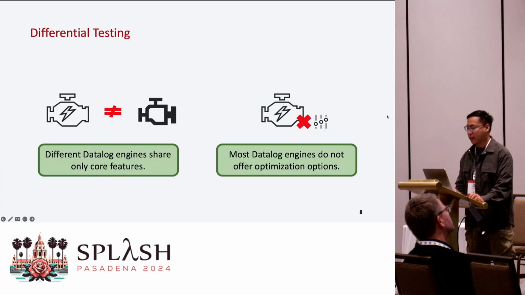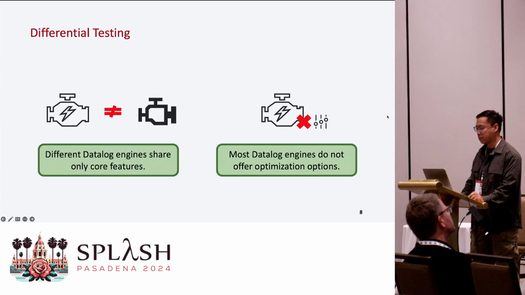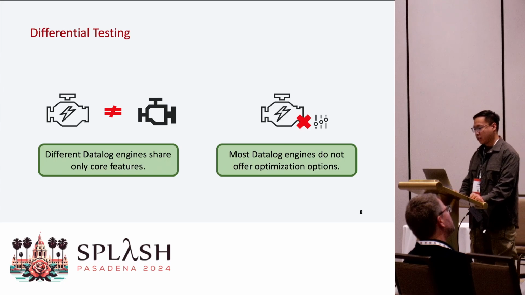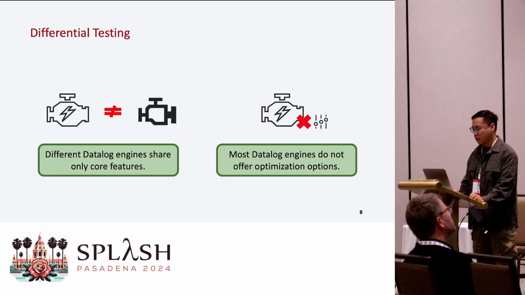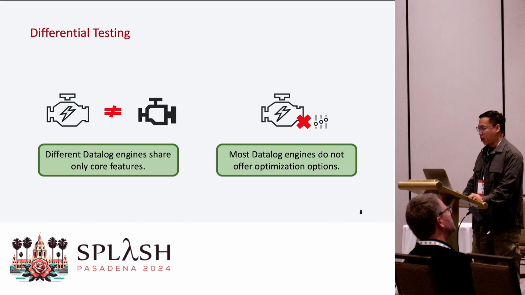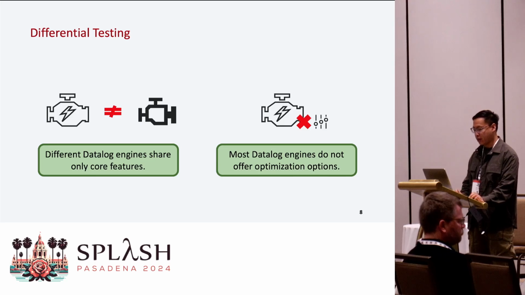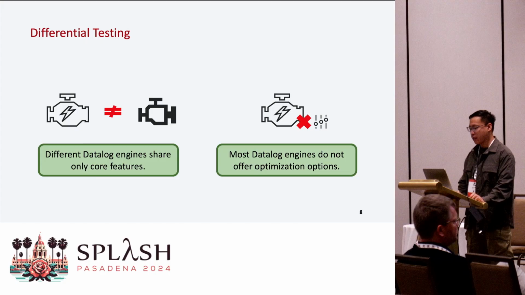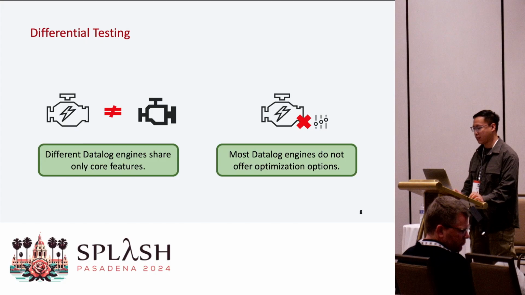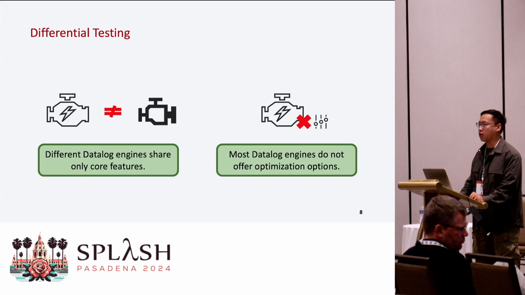An intuitive idea to detect optimization bugs would be to apply differential testing. Differential testing means providing some inputs to 2 or more comparable systems with the expectation that they produce identical results. But different Datalog engines share only core features, so it is impossible to test other important features. Most Datalog engines do not offer optimization options, making it challenging to apply differential testing within a single Datalog engine.